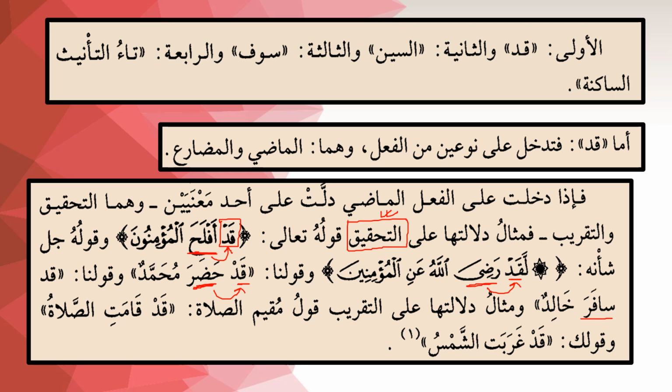ومثال دلالتها على تقريب. Now we have the second meaning تقريب. So let's see the example. قول مقيم الصلاة. So the one that is standing for the salah, he says قد قامت الصلاة. So this is a sentence very common, repeated by the people in the masjid when men pray in masjid. قد قامت الصلاة. قام is the verb and there is a tatanis here.